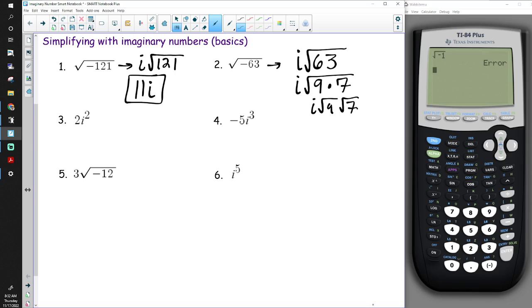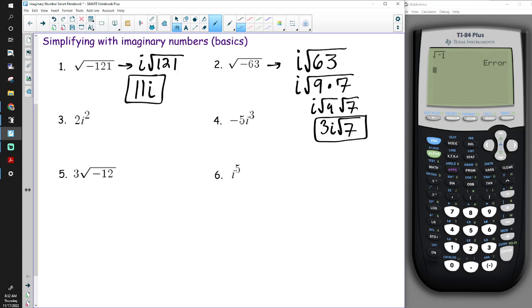I know the square root of 9 is 3. In math, we don't like to write i3. It's weird that way. i is like a variable. So we write 3i square root of 7. Does that make sense? Just like we don't write x3, we always write 3x. So just make sure the i is attached and behind your number. Okay, 3i square root of 7.